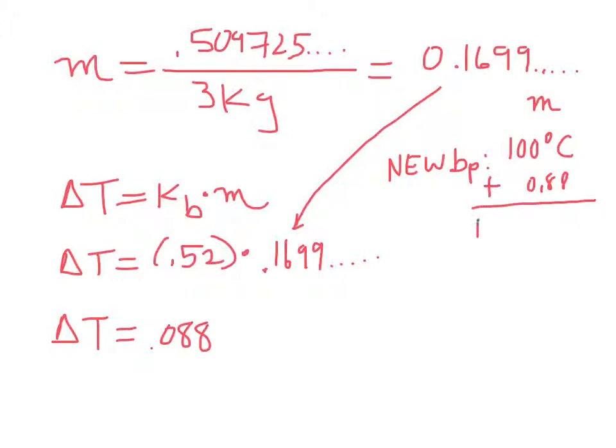So our new boiling point is 100.88 degrees Celsius. It's important that you don't just stop the problem here and that you actually read the problem and realize you're looking for the new boiling point. Then you add that change in temperature to the old boiling point. If it's water, you have to remember that the boiling point is 100 and the freezing point of water is 0. If it's not water, typically you'll be given the boiling point and the freezing point.